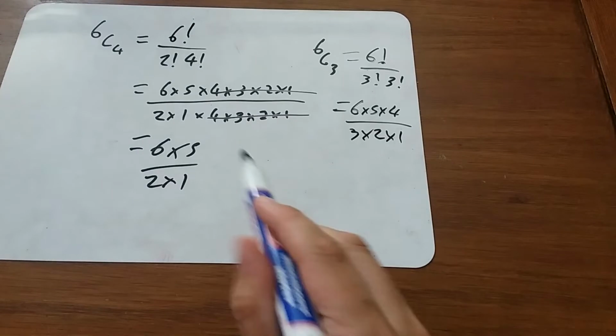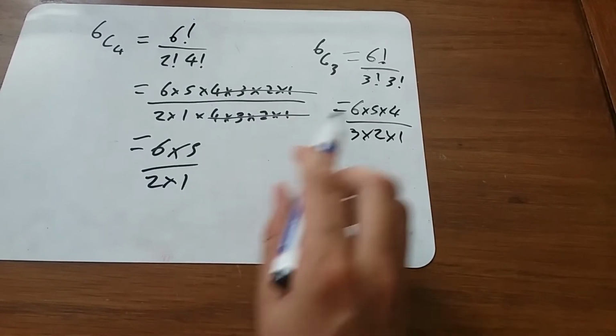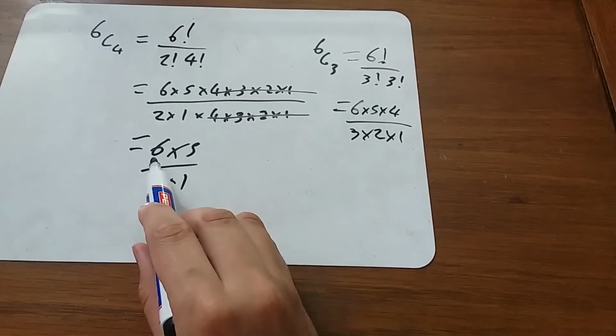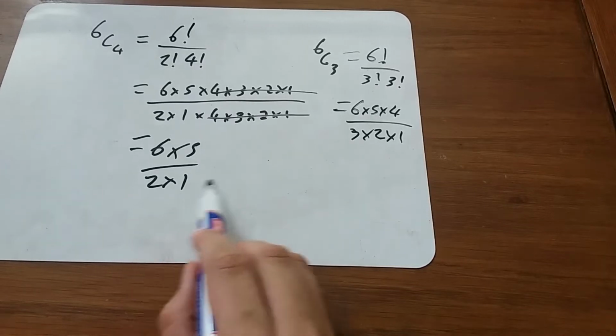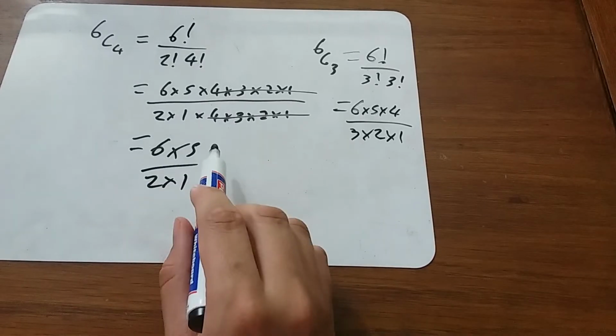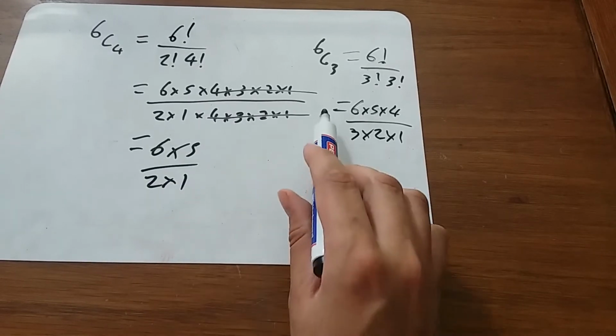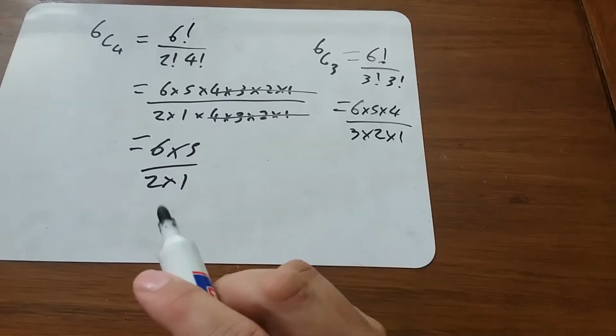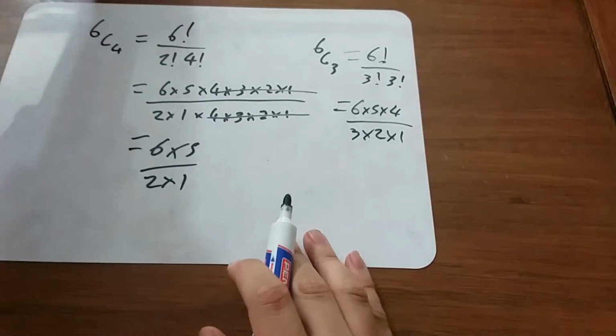Now, what I want to point out here is that whenever we do these cancellings, the things that are left, we have the same number of things on the top and the bottom left. So here there are 2 things on the top, 2 things on the bottom. Here there are 3 things and 3 things. We can use this fact. So let's have a look at a typical sort of problem.